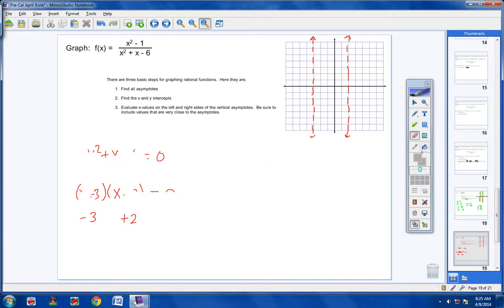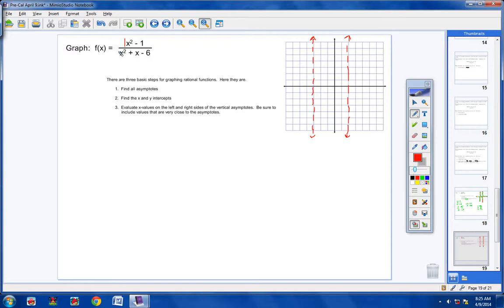Now, horizontal asymptotes. Well, horizontal asymptotes, whenever the degree is smaller in the numerator, you have a horizontal asymptote at 0. Whenever the degrees are the same, you have a horizontal asymptote at lead coefficient over lead coefficient. What is your lead coefficient up top here in the numerator? 1.